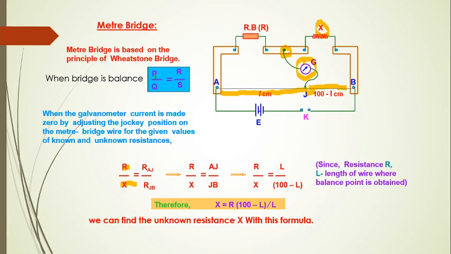R is the resistance from the resistance box, a known value. Length L we can find where the balance point is obtained. In this way, the meter bridge is used to find the unknown resistance of a wire, using the principle of the Wheatstone bridge.